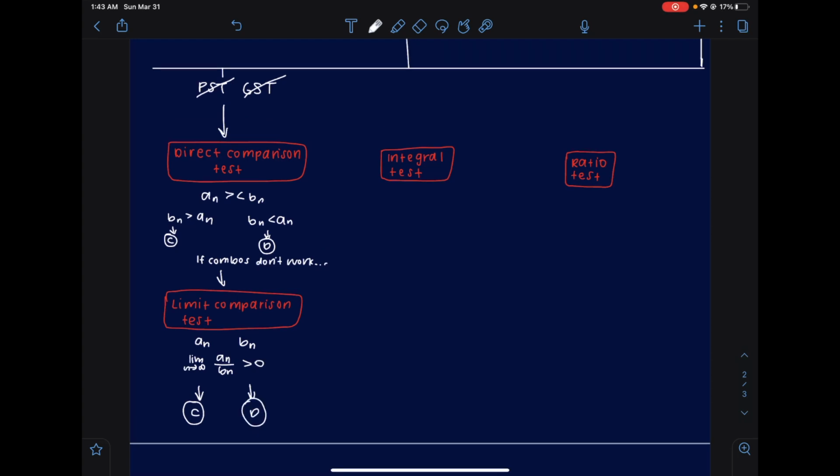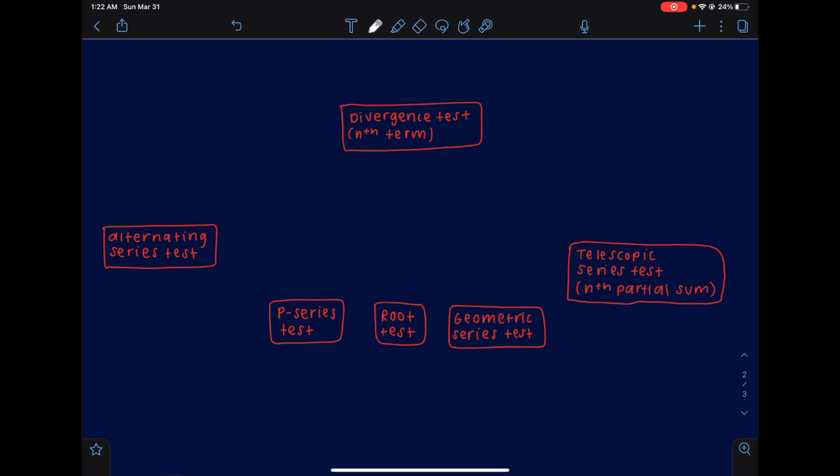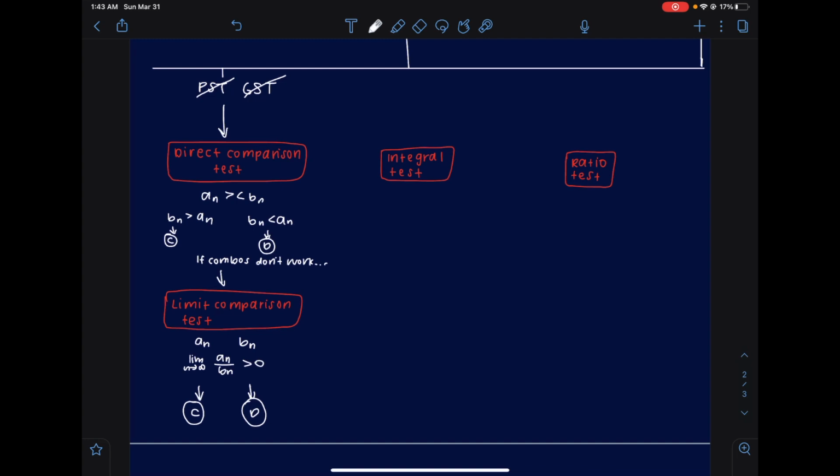Now, in most cases, the limit comparison test can be used for more functions than the direct comparison test, because the conditions of the direct comparison test are a lot stricter than the limit comparison test. And so personally, I like doing limit comparison tests more. It's easier, but direct comparison test is also very effective. But remember that if direct comparison test fails, you should use limit comparison.